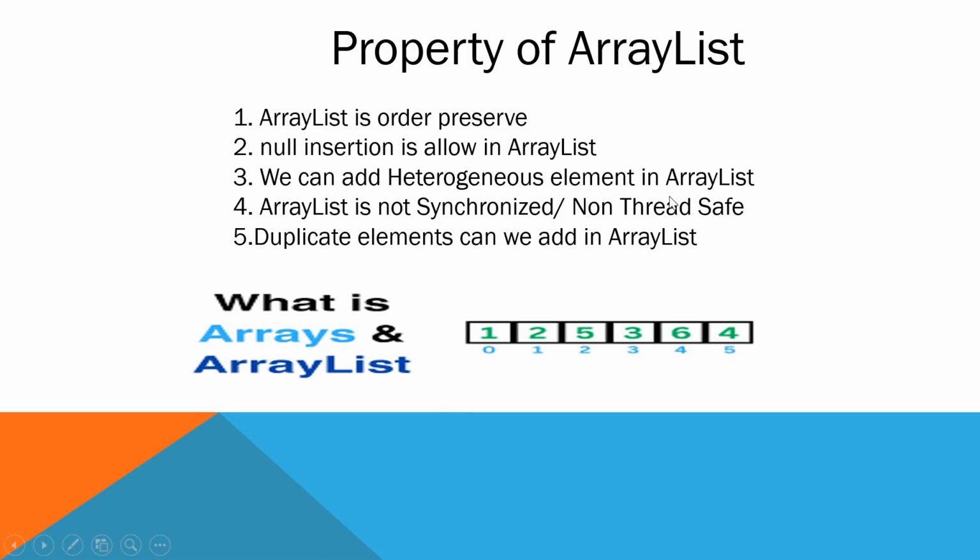We can add heterogeneous elements in array list. Heterogeneous means different types, for example an integer and string combination, right? Or it could be any combination. So we can add heterogeneous elements into an array list.